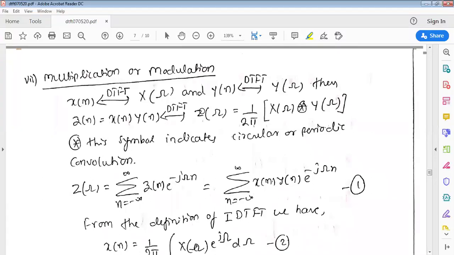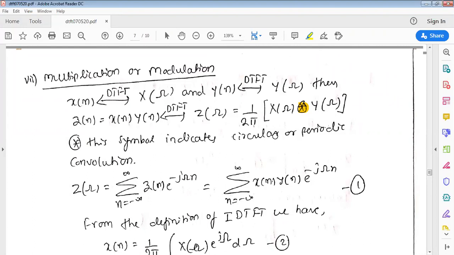Z of n translates to Z of omega, and this multiplication translates into convolution of X of omega with Y of omega, divided by 2 pi. Remember, what I have shown you here is not a normal convolution, but a circular convolution, also known as a periodic convolution. Why are you going to get a periodic convolution in this problem? Look here, in the previous case, convolution in the time domain translates to multiplication in the frequency domain. Now it is exactly the opposite.